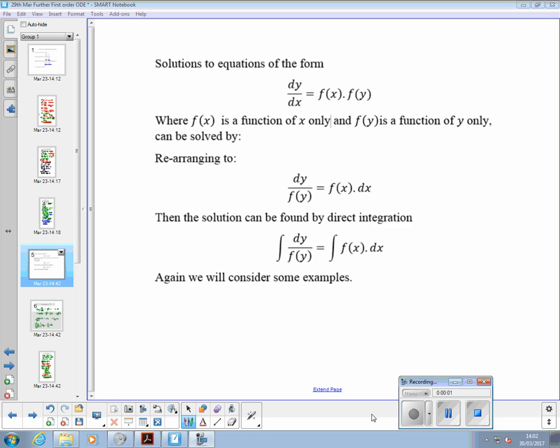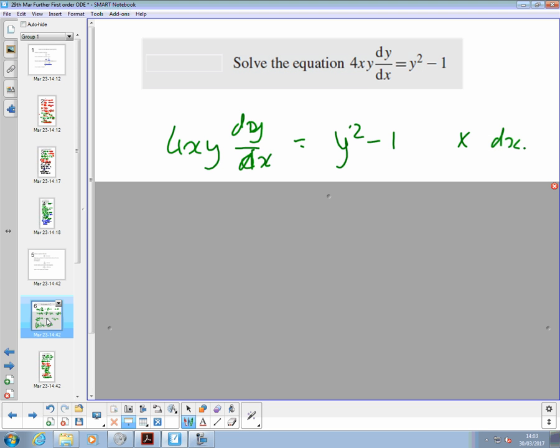Right, here we're going to have a look at solutions to equations of the form dy by dx is equal to f(x) multiplied by f(y), where f(x) is a function of x only and f(y) is a function of y only. To do that, we arrange all the y terms to one side of the equation and all the x terms to the other side, and then find a solution by direct integration, which we'll do by following an example. This is example 4 in the notes for this week.